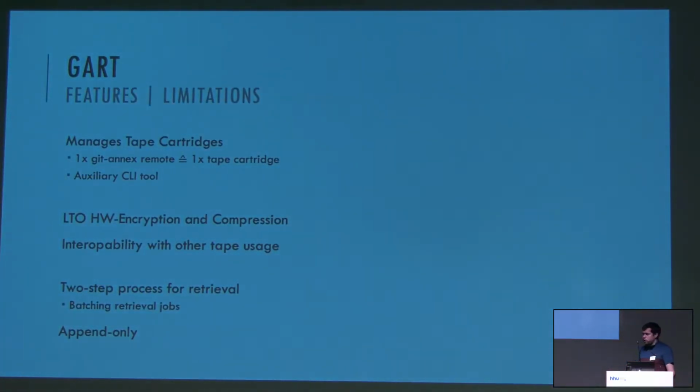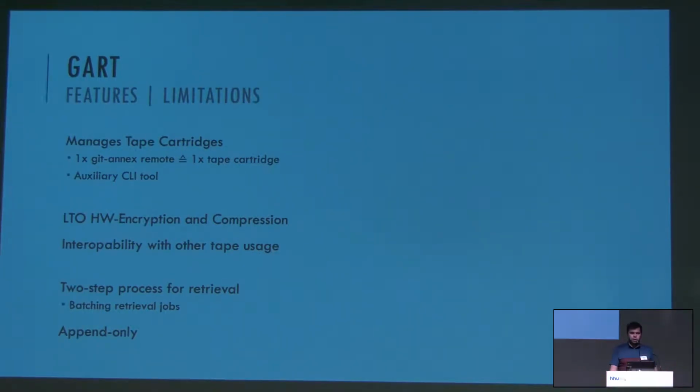My special remote is managing each physical tape cartridge as a dedicated remote. So you can end up with like 100 git-annex remotes, because each tape drive, each cartridge is its own. Yeah, my special remote supports the hardware encryption and compression features of LTO, so I'm not using GNU PGP here. It's possible thanks to a feature Joey developed, where we can use git-annex encryption features, but only to encrypt credentials and not the data itself.